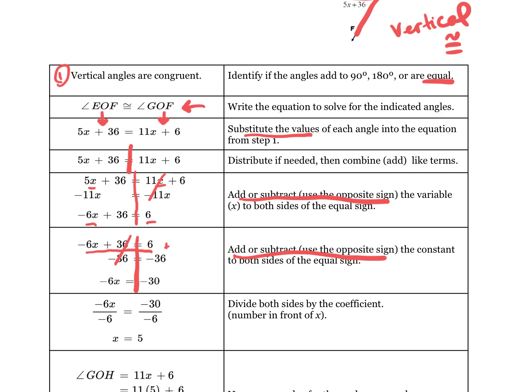And our last step, as always, is to divide by the coefficient in front of x. So I'm going to divide both sides by negative 6. And be careful here because a negative divided by a negative gives me a positive 5. Okay, so we've determined what the value of x is.